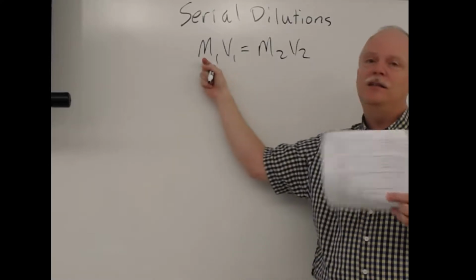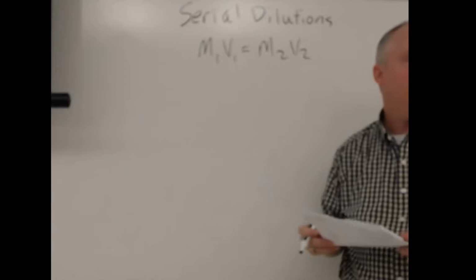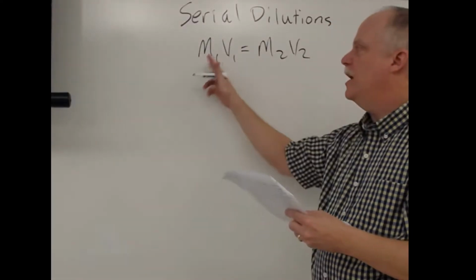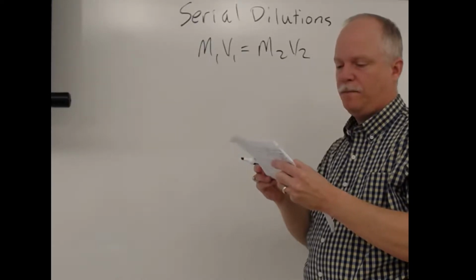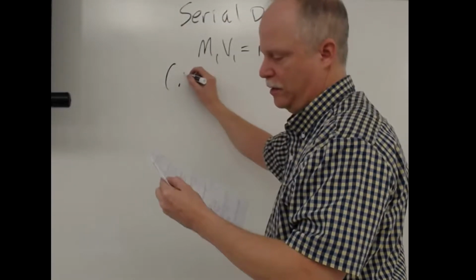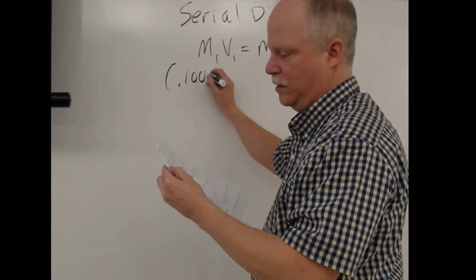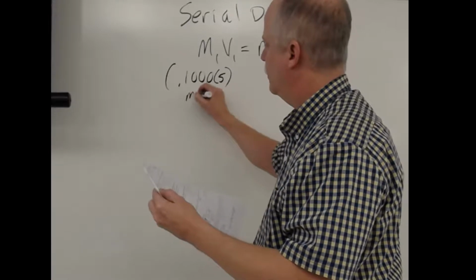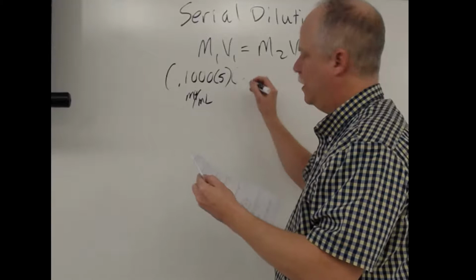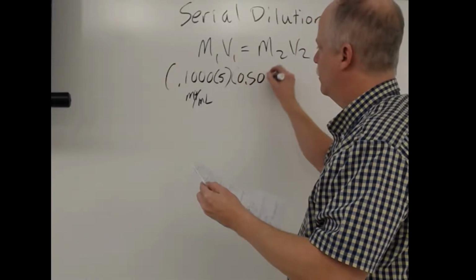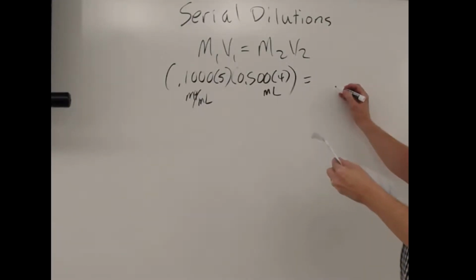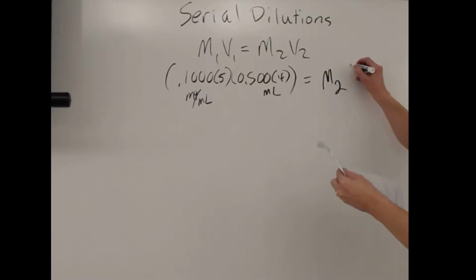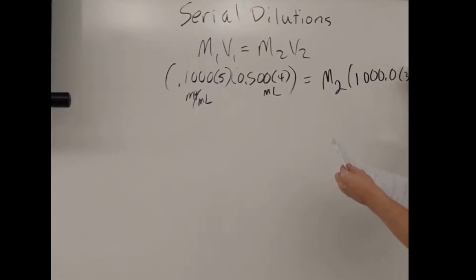M1V1 equals M2V2, and this is typically molarity, but it's anything in concentration. It could be milligrams per liter, and in this case we have milligrams per milliliter. Okay, so our M's would be our concentrations, and then the V's would be the volumes. And so we have a 0.5 milliliter aliquot of 0.100 parentheses 5 milligrams per milliliter for M1, and then we have 0.500. And then we have M2, and then our final volume, 1,000.03 milliliters. Okay, so it's diluted to a liter.